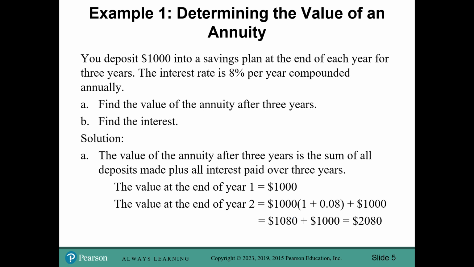So in example 1, we will determine the value of an annuity. You deposit $1,000 into a savings plan at the end of each year for 3 years. The interest rate is 8% per year compounded annually. Let's find the value of the annuity after 3 years, and then let's find the interest that we gained on that annuity. Let's look at the solution here.